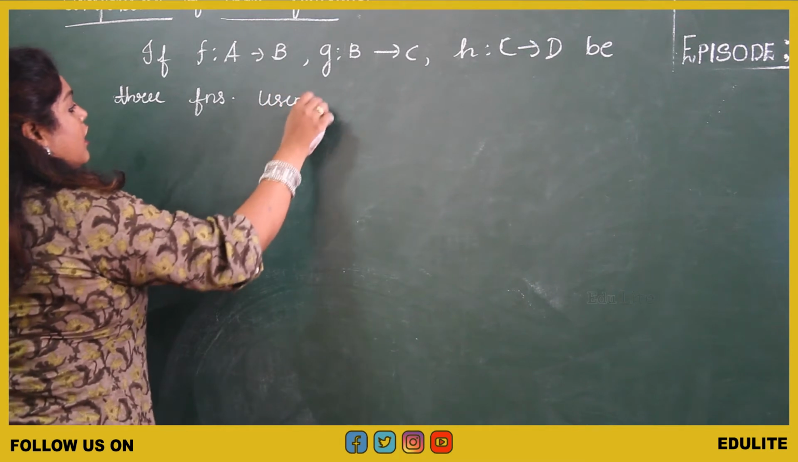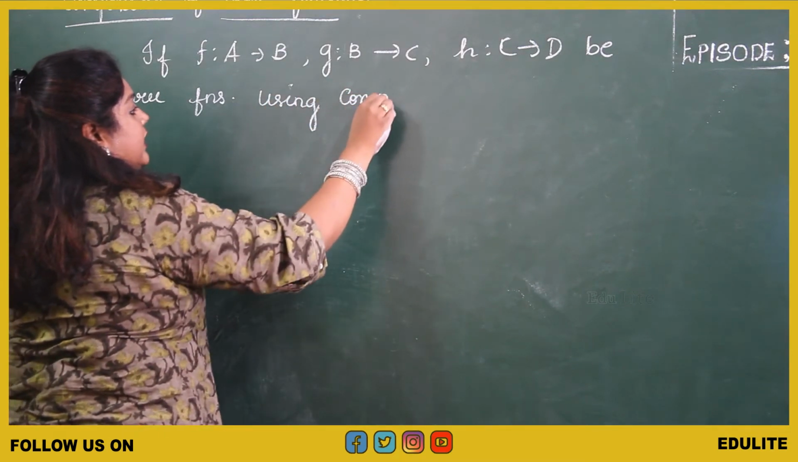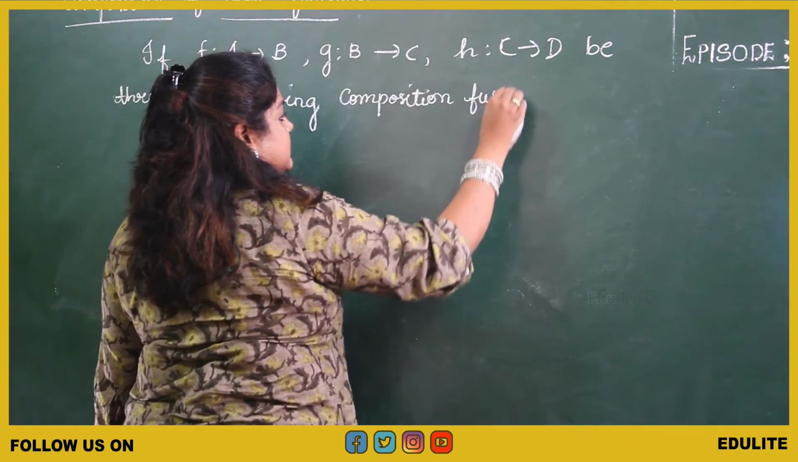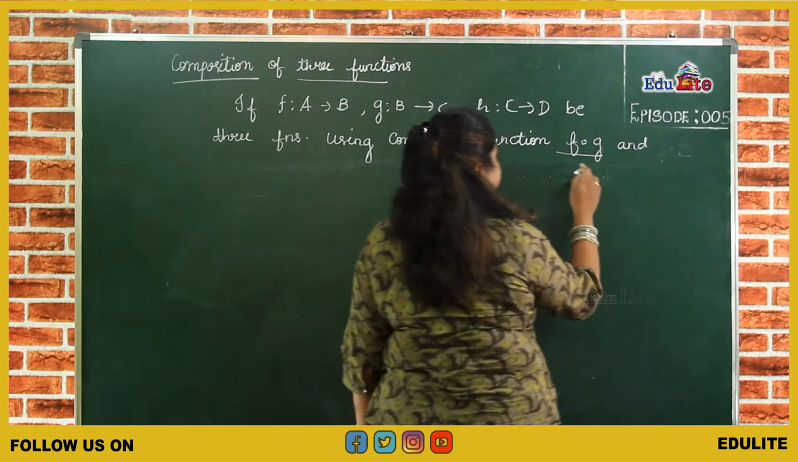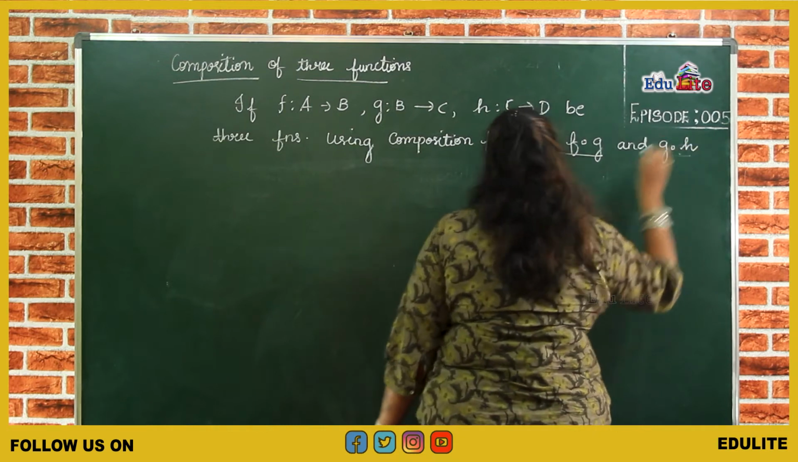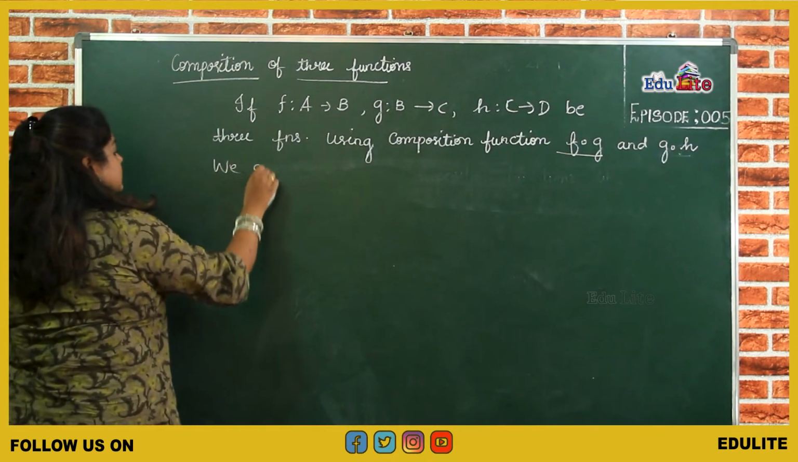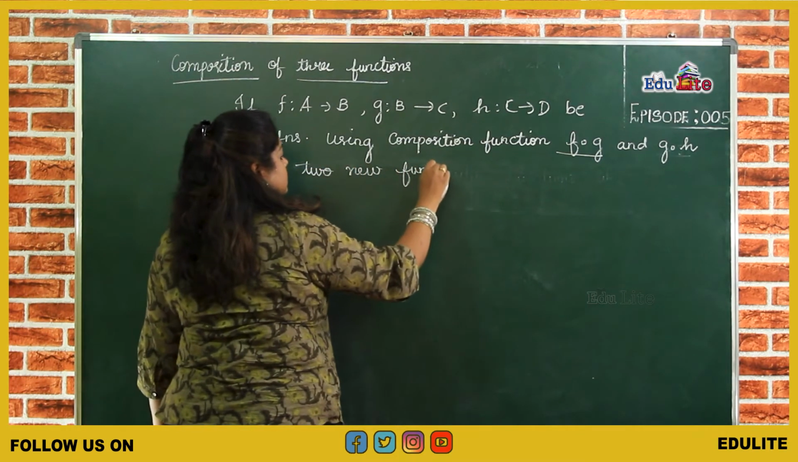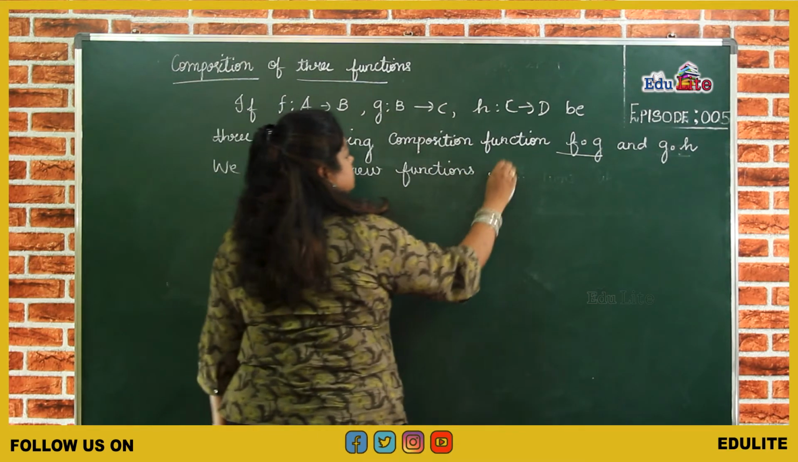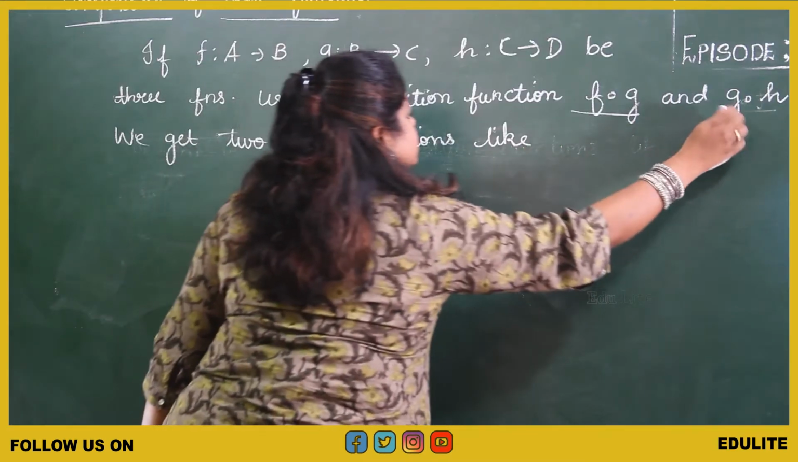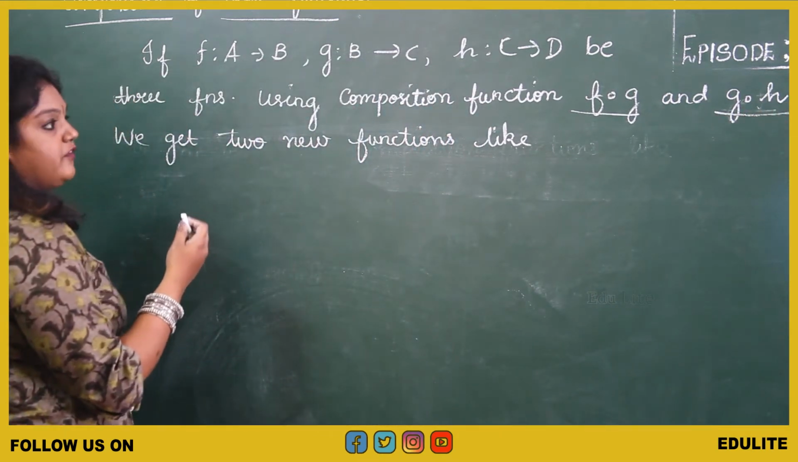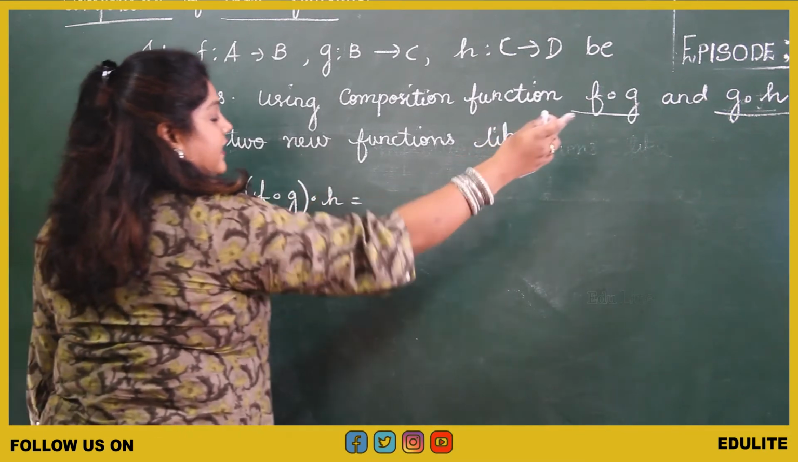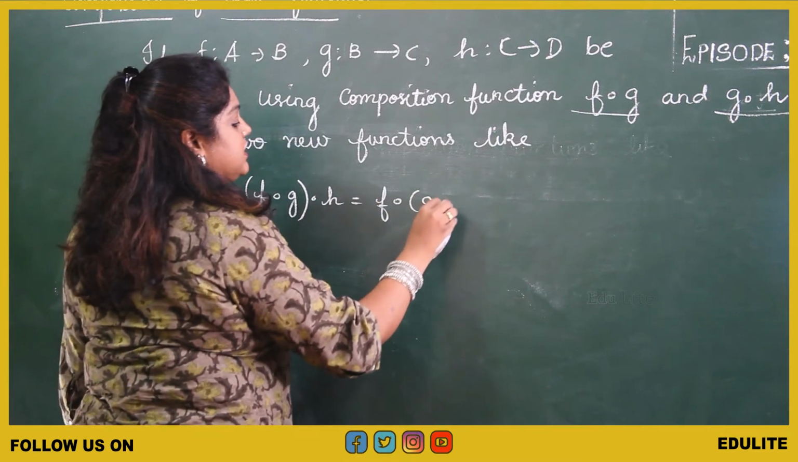Using composite functions, we already know the composition of two functions. We are going to use that. Using composition functions, f composite g and g composite h, we get two new functions. Using these two, we are going to write the composition of three functions that can be written as f composite g, composite h, and the other one can be written as f composite g composite h.